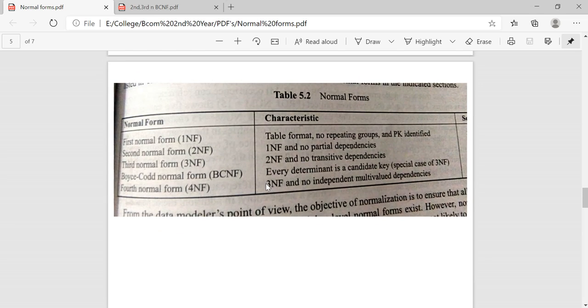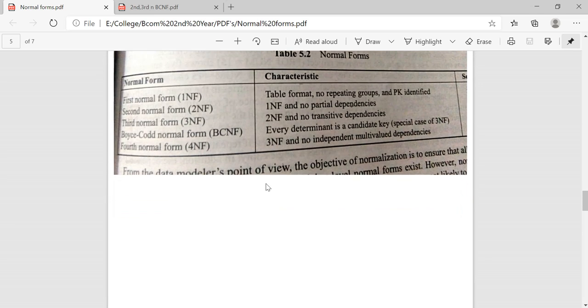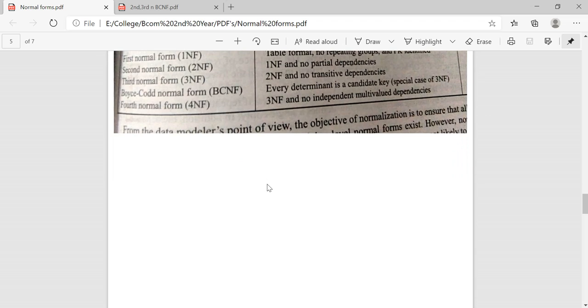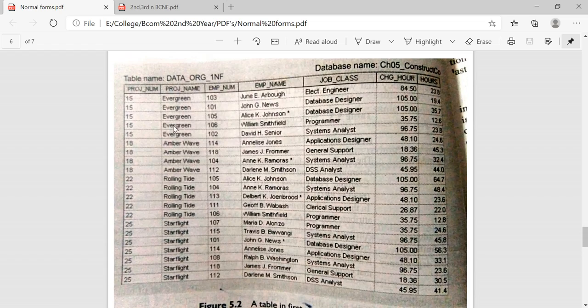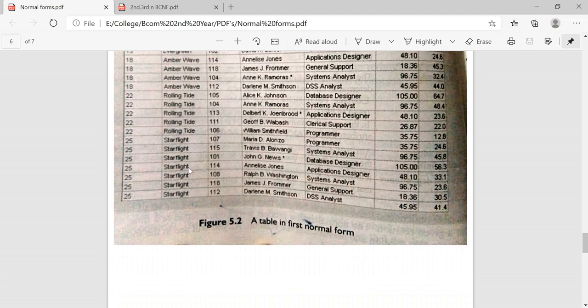I mean, it is not in our syllabus. It is out of our syllabus. No need to discuss about it. So we have eliminated the repeating groups here. So we have filled the empty rows here with values. So we have eliminated the repeating groups, though there is some redundancy.